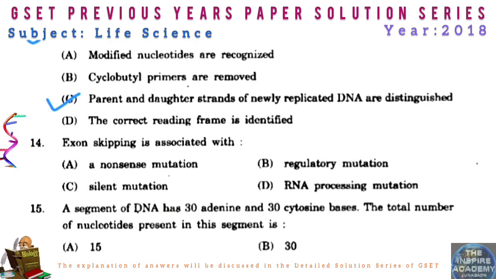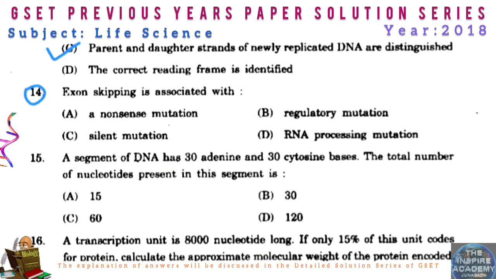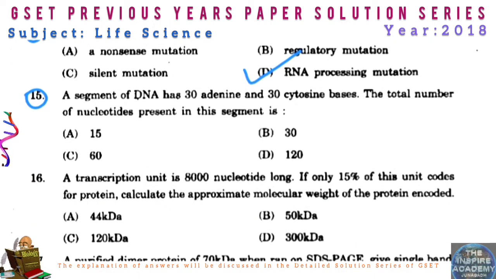Question number 14. Exon skipping is associated with RNA processing mutation. Question number 15. A segment of DNA has 30 adenine and 30 cytosine bases. The total number of nucleotides present in this segment is, it will be 120.